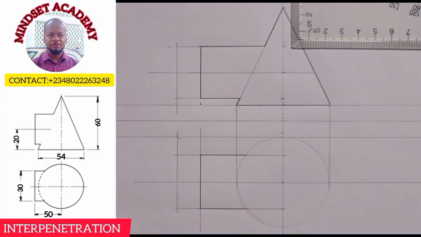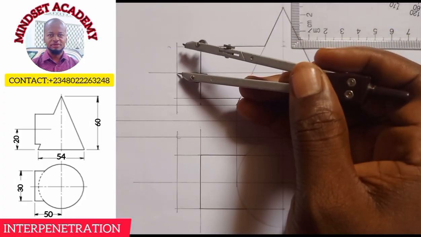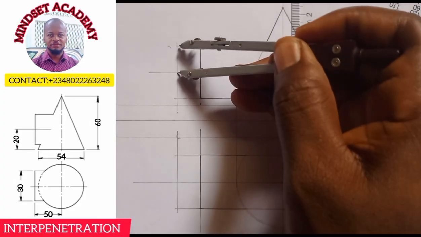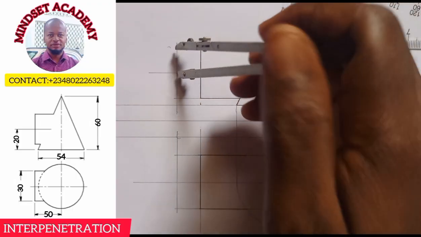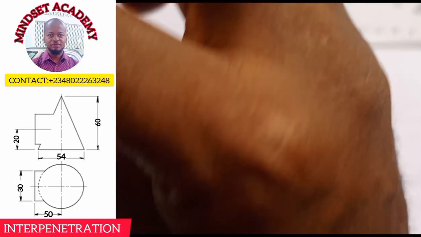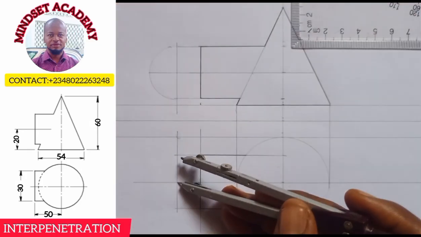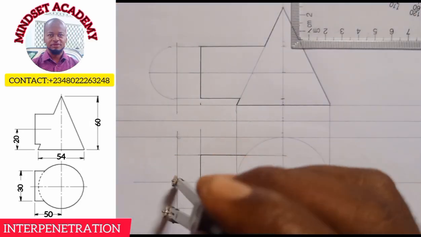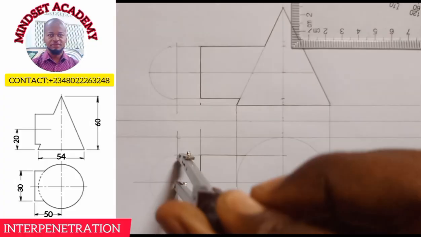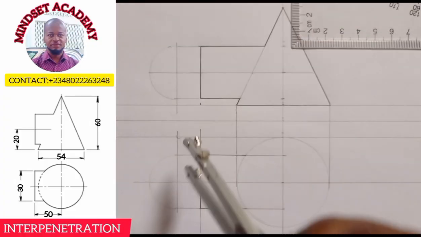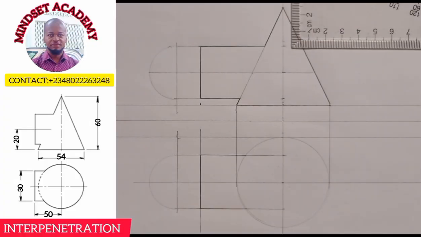So I'll take my compass to this point, and I'll draw a semicircle. I'll come here too. I'll draw another semicircle. Hope you can see that.